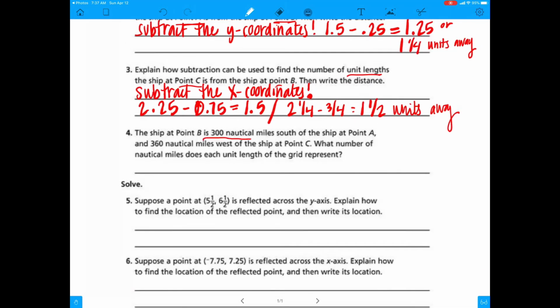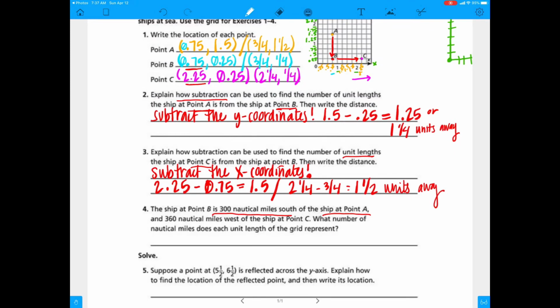The ship at point B is 300 nautical miles south of the ship at point A and 360 nautical miles west of the ship at point C. What number of nautical miles does each unit length? So unit length, we are thinking those grids, that box, the little dashes in between. And I'm labeling this so I can fully understand.